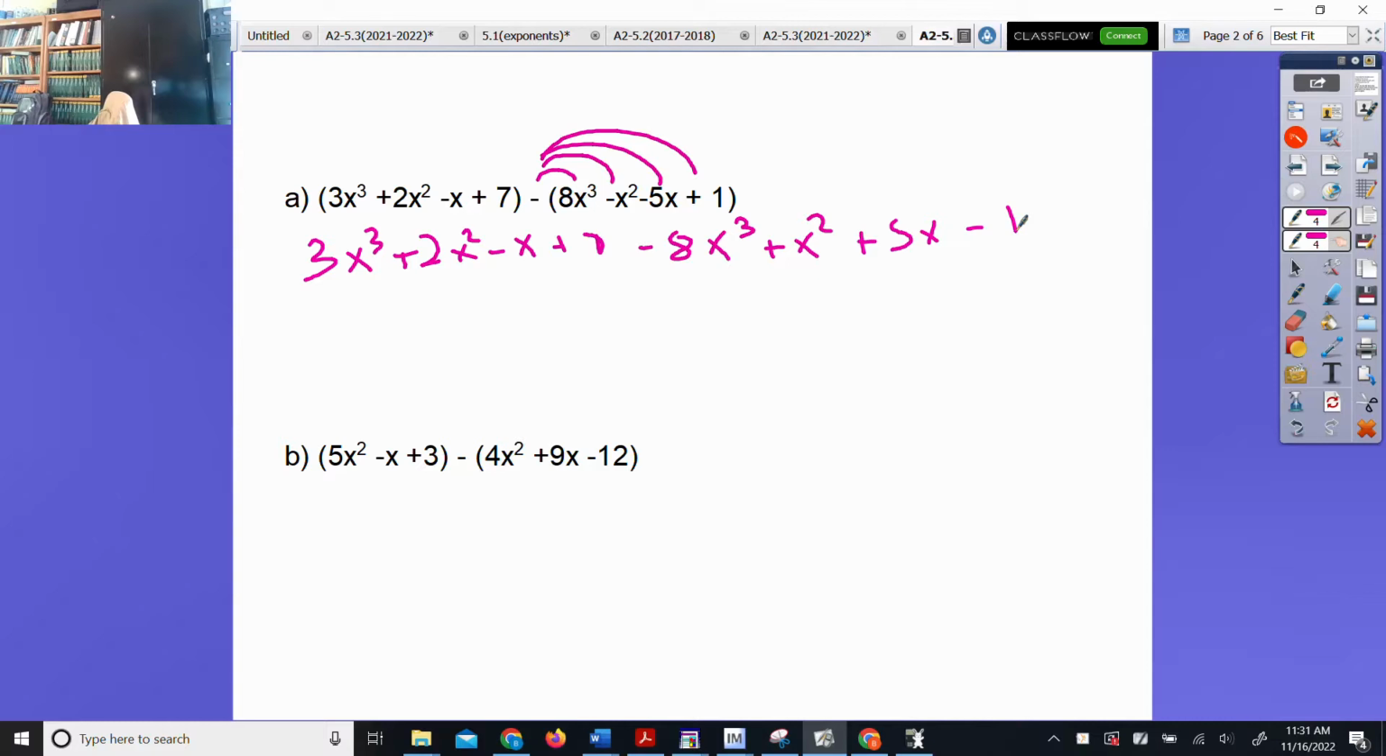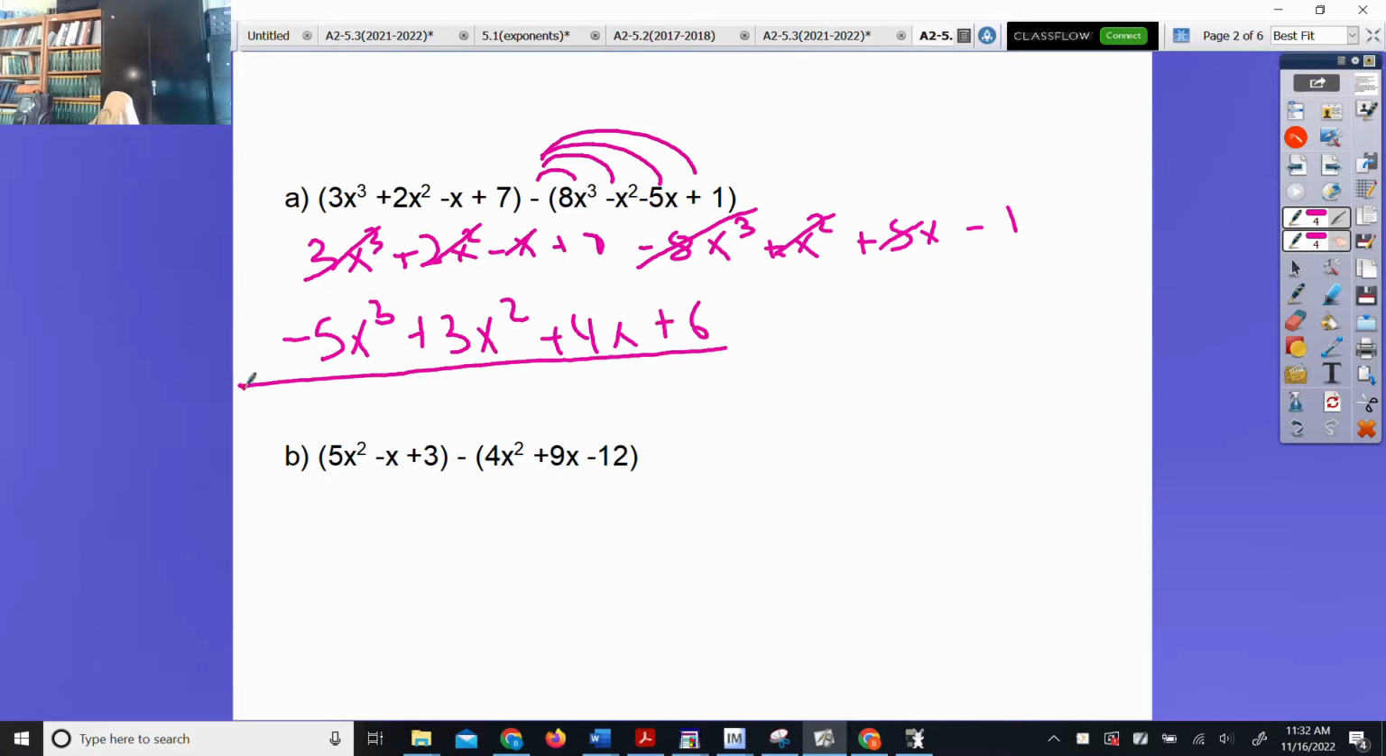Like terms, you got a 3x cubed and a negative 8x cubed. What do you have? Negative 5x cubed. All day long. I like to throw things away so you don't see them. Just one less thing to look at. Moving on to x squared, you got a 2x squared and a single x squared, 3x squared. You got a negative x and a plus 5x, plus 4x. You got a 7 and a negative 1, 6. And you guys can do the try.